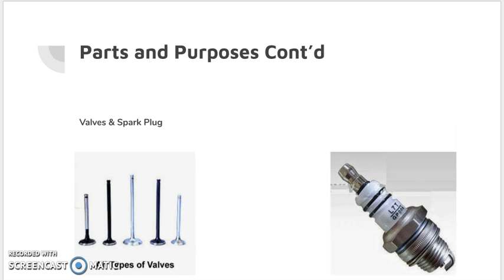Valves and spark plugs. Valves permit the intake of fuel and air, and then they must seal that compression. After the small explosion, the exhaust valve will allow the burned gases to leave the combustion chamber. The spark plug's main function is to ignite the air and fuel mixture by delivering a small electric spark.